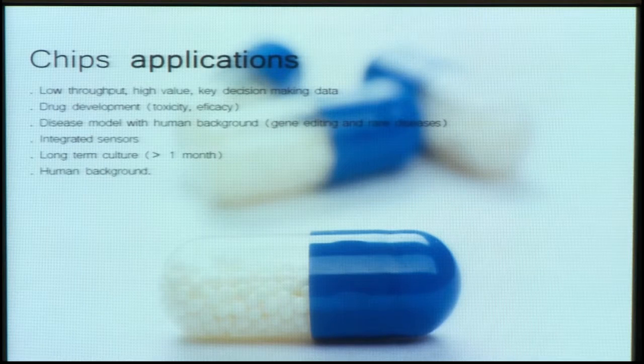And the application, I'm going to be quick here. Just to give you an idea, it's quite a low throughput system at the moment. It's still in the pioneering state. To be realistic, you can maybe culture 100 chips at the same time. One person can do 100 chips at the same time. It's nowhere near the high throughput screening that you've seen before. It's made for high value key decision making data. As I said, you can test drug and toxicity in these chips.